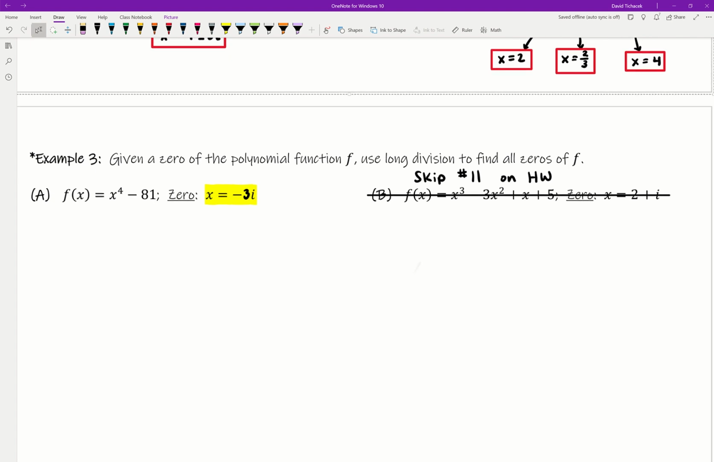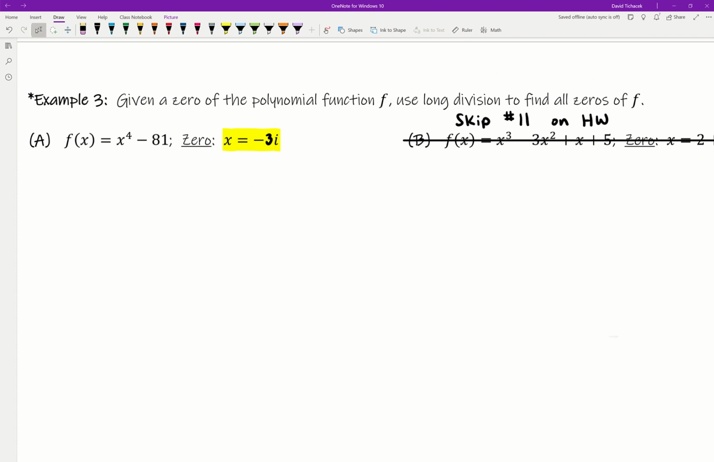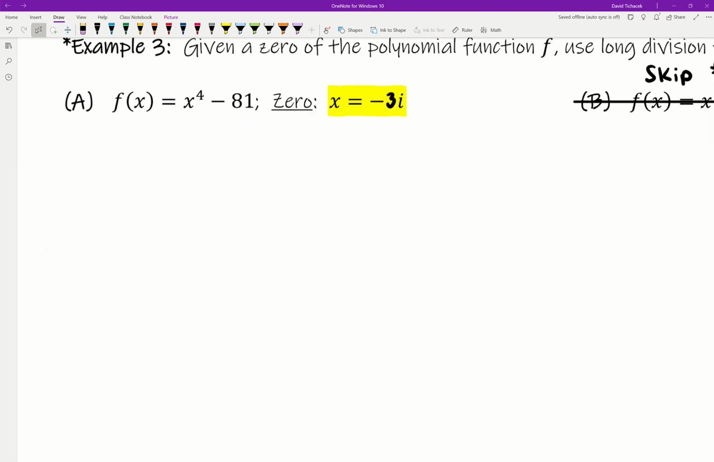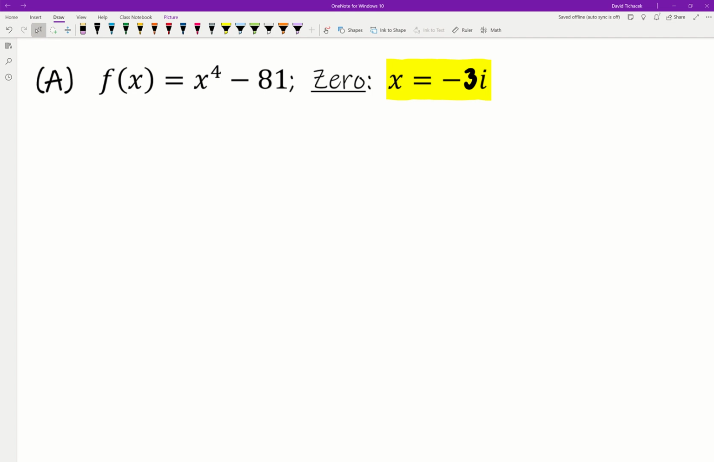The last thing I want to talk about in this video is this question right here. It says, example 3, given a 0 of the polynomial f, use long division to find all of the zeros of f. So I'm just going to do part A here, and then we'll call it a video, okay? You notice we're already given the function f of x. It's simply equal to x to the 4th power minus 81. And then I gave you a 0 of this polynomial, right? So negative 3i is a 0 of this polynomial. That can be what you plug in to make the output 0, all right?